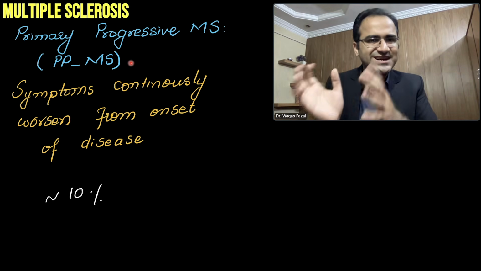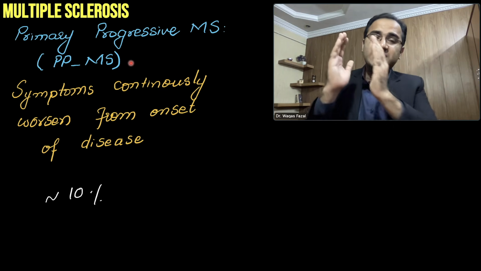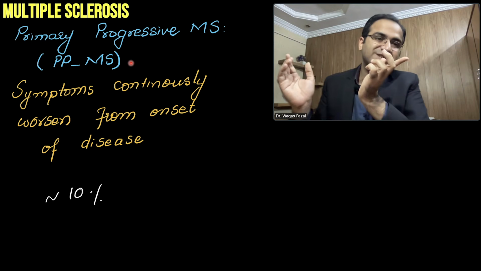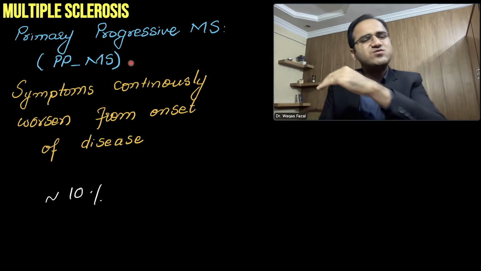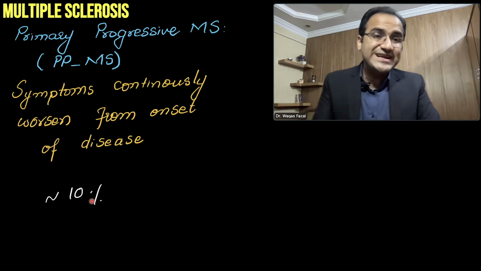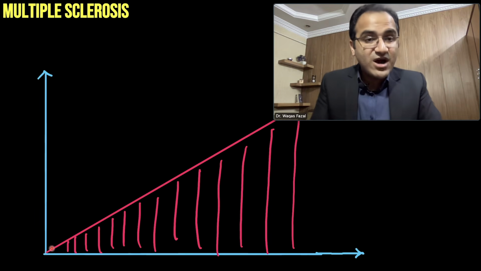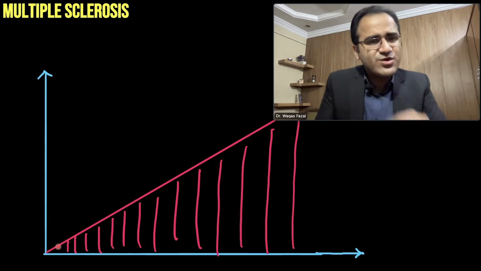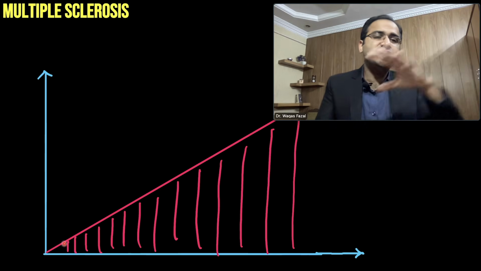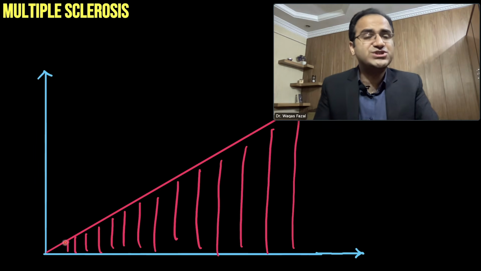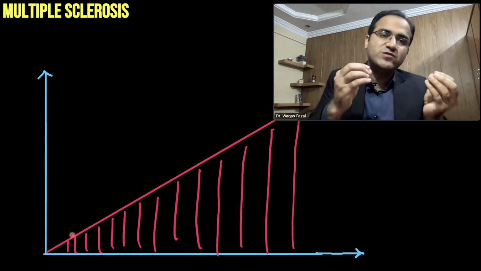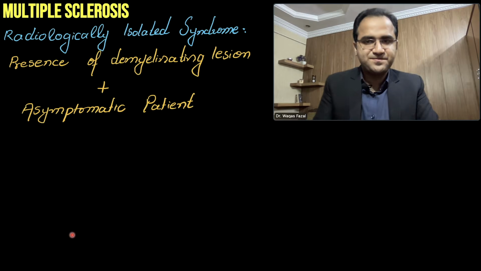So the only difference between secondary and primary progressive is that secondary progressive disease has an initial period of relapsing remitting disease that converts into secondary progressive. In primary progressive disease, from the very start the patient is having progressive symptoms. There is no period of relapsing remitting disease, and it occurs in only 10% of the patients. This is a graph showing primary progressive disease, where the disease from the very start is increasing over time, and there is accumulation of neurological deficits. Only 10% of the patients develop primary progressive disease. The most common one is relapsing remitting, which gets converted to secondary progressive in 50% of the patients.